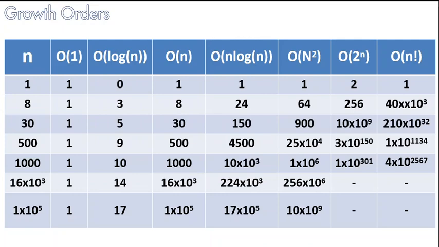We have now Big O of 2 to the power n, which is incremented by 2: 256, 10 times 10 to the power 9, 3 times 10 to the power 150, 1 times 10 to the power 301. We don't list any more, because they are really large numbers, so it would be really hard for a program to execute. Now Big O of n factorial: we have 1, 40x, and then it rises exponentially: times 10 to the power 3, 210 times 10 to the power 32, 1 times 10 to the power 1134. Now we have 4 times 10 to the power 2567.